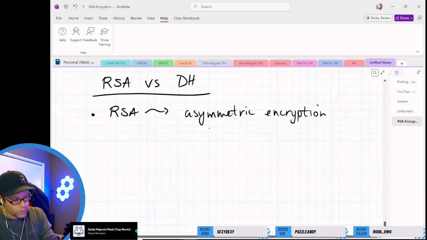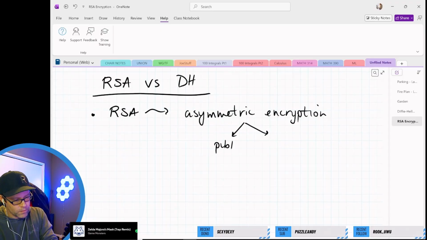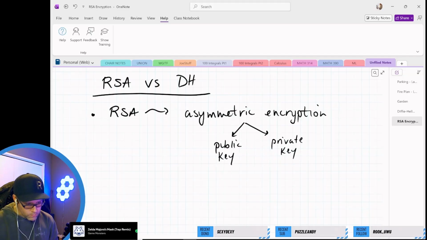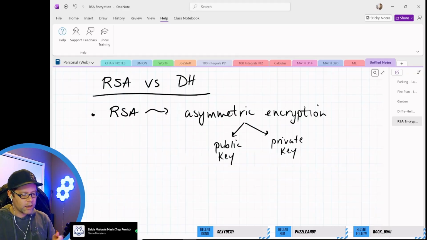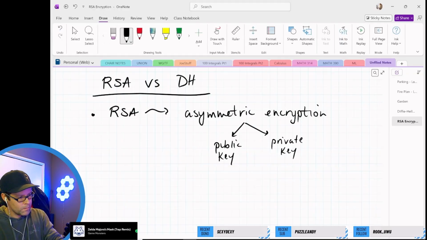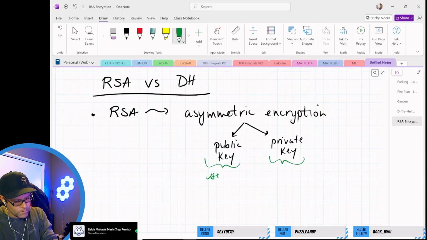So asymmetric encryption. We have basically a public and a private key. I need both. I give up my public key. Things get encoded or encrypted with the public key. Only the private key can unlock that information. That was terrible penmanship. After all of this talk about how nice my penmanship was, that was terrible.